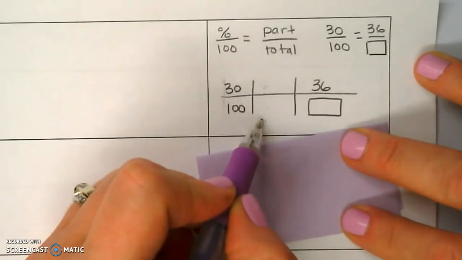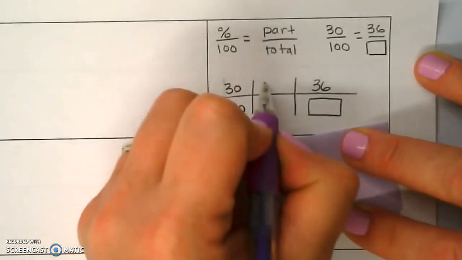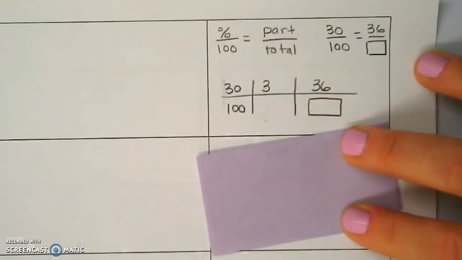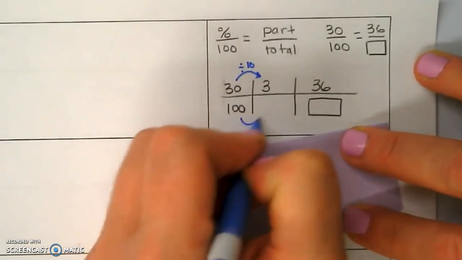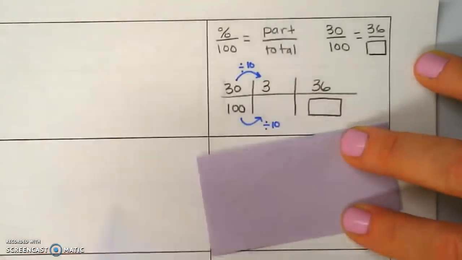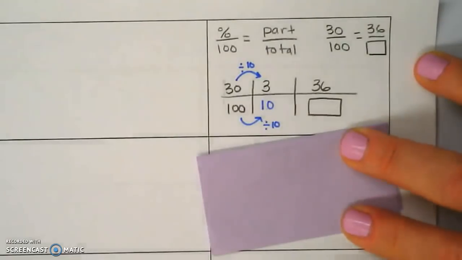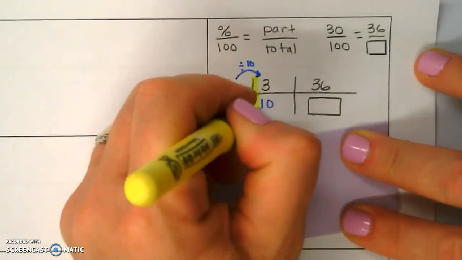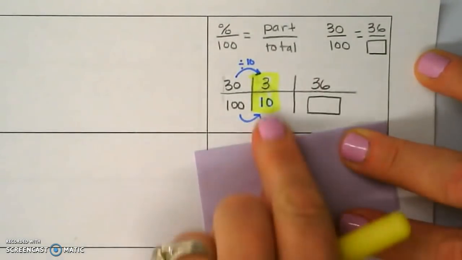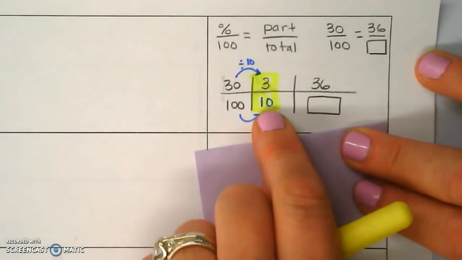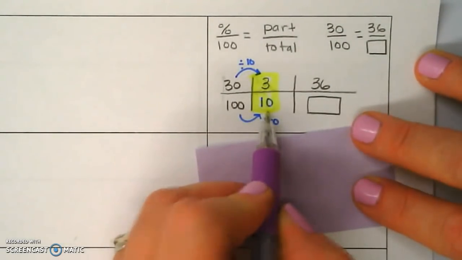100 divided by 5 would give me 20. But 6 over 20 can be reduced. So instead of a 6, I'm going to use a 3. To go from 30 to 3, I divided by 10. So I'm going to do the same thing to 100. 100 divided by 10 is 10. This simplified ratio right here can help you because the denominator tells you how many pieces to cut your model into. So for you to model this, you're going to need 10 pieces.